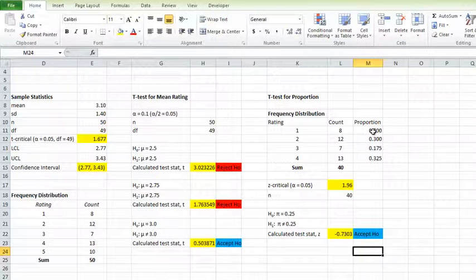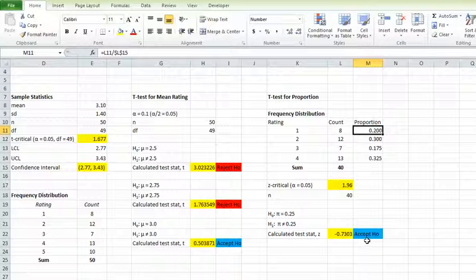Yes, our sample proportion said that the proportion of rating ones was 0.2. We proposed that the true value of the population was 0.25, and our statistics say yes, we should accept that null hypothesis, and we should fail to reject that the true population proportion is equal to 0.25. Very good. Let's do another.